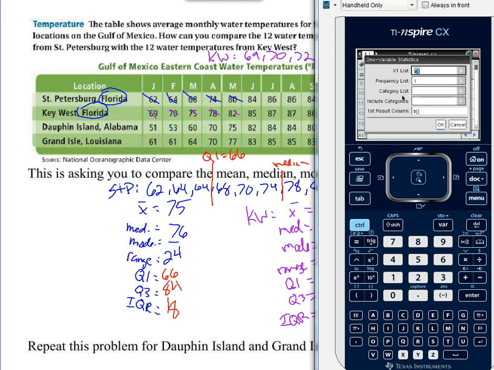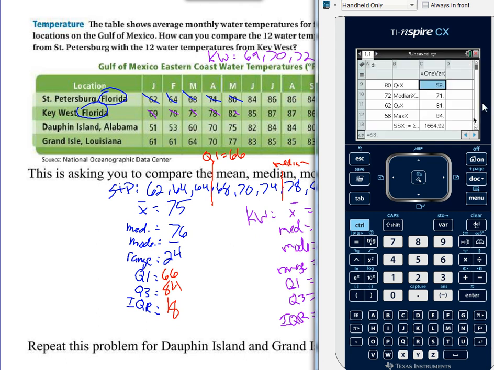The frequency list, leave that alone. Category list, leave it alone. First result column. This is where it's going to display the results for these calculations. So putting it in column B is going to be perfectly fine because we don't have anything in column B. If you want it in a different column, you just change the letter. So that all should be fine. Go ahead and press OK.